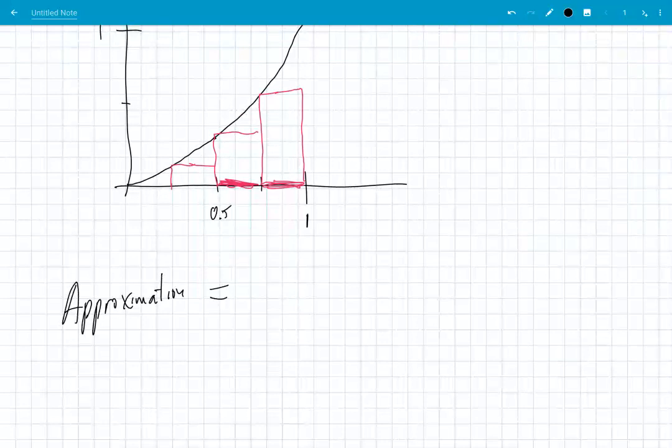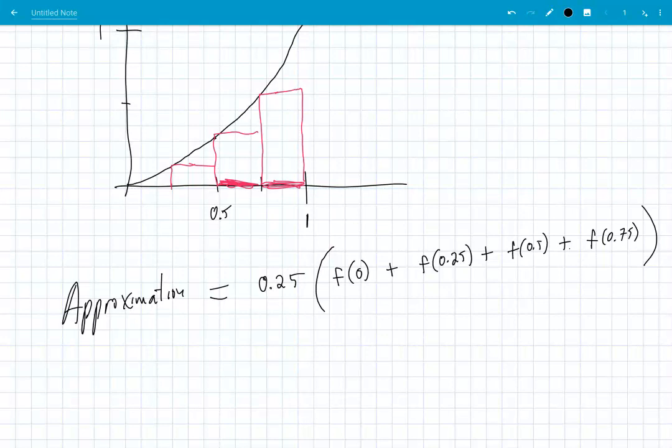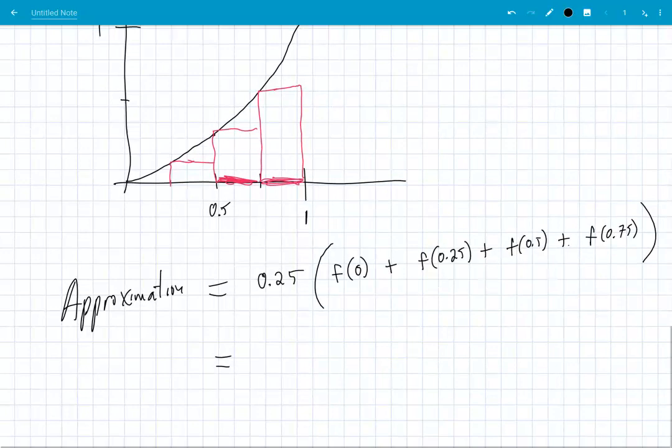In this case, it is equal to 0.25 again, times f of 0 plus f of 0.25 plus f of 0.5 plus f of 0.75. So we have those four rectangle heights, and they have a common rectangle width. So what is this? This is a quarter.